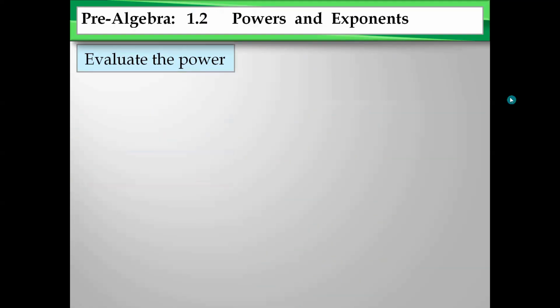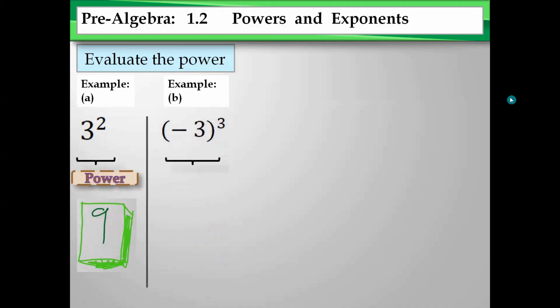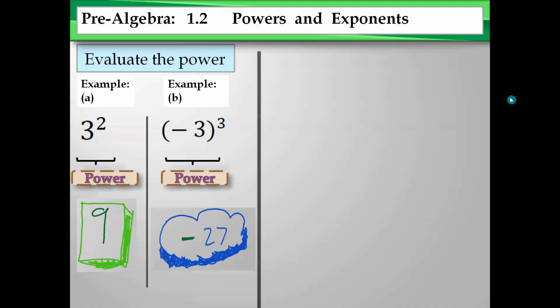Let's go over the 2 examples that we just went over. In example A, we have 3 to the power of 2, which gives us 9. And in example B, we had the quantity of negative 3 to the power of 3, or negative 3 cubed, is equal to negative 27.